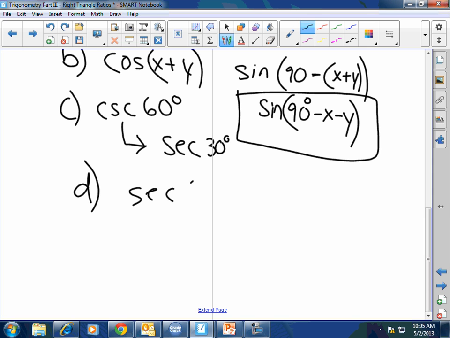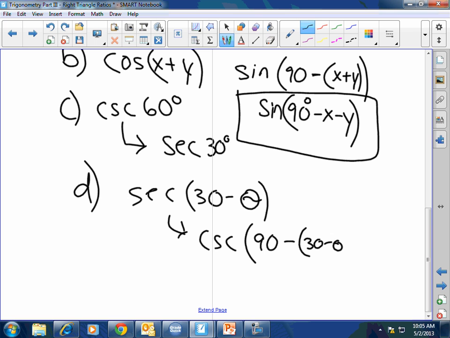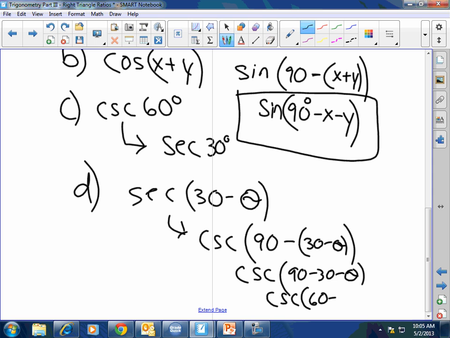Real quick, I know the bell rang. Secant of 30 minus theta. Who is the cofunction to that? It's going to be the cosecant of 90 minus, parentheses, 30 minus theta. So this equals the cosecant of 90 minus 30 plus theta, which equals cosecant of 60 plus theta. Negative times a negative is a positive. Maybe I should learn how to multiply. Thank you. Awesome, guys. We're done.